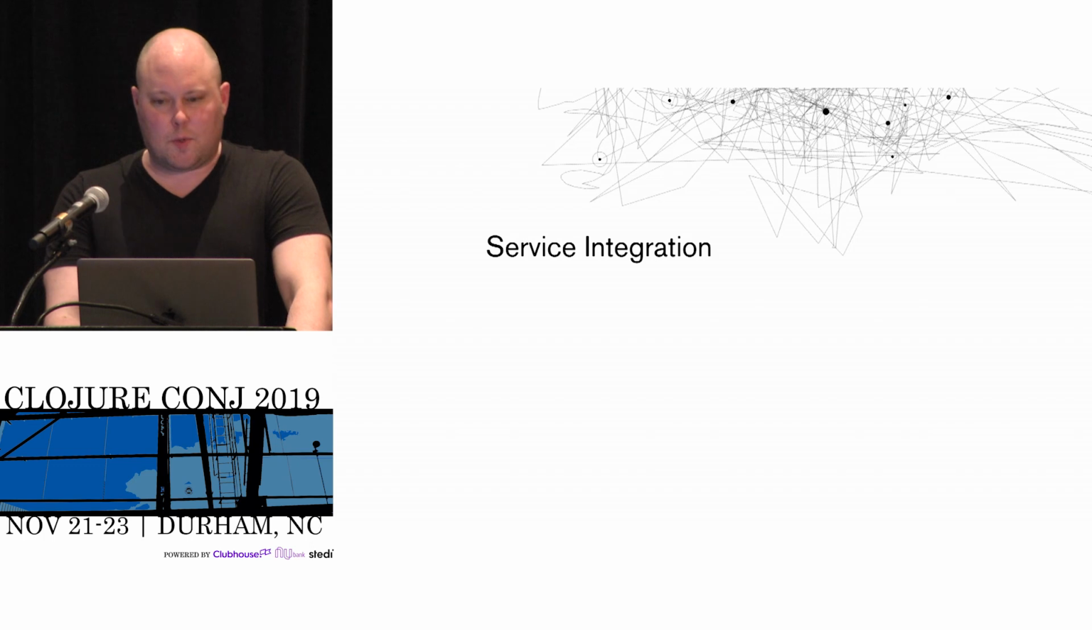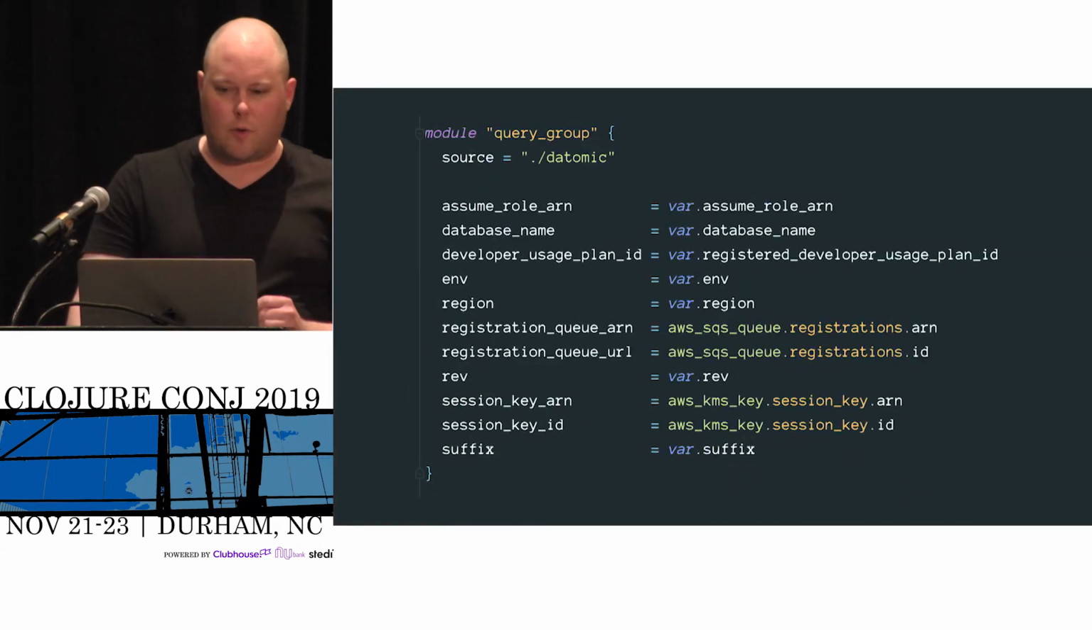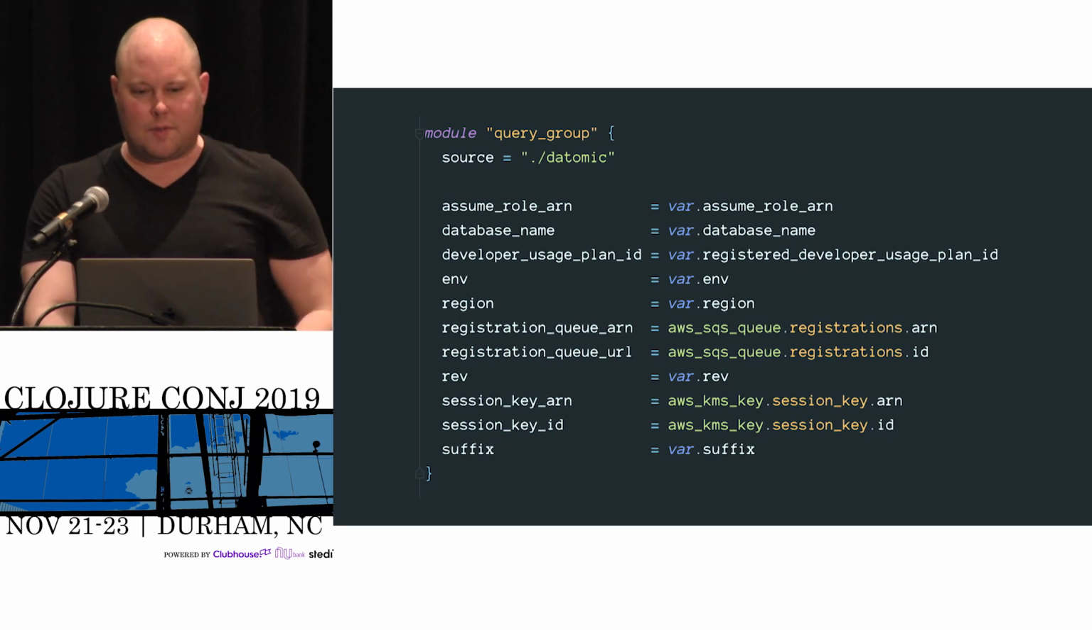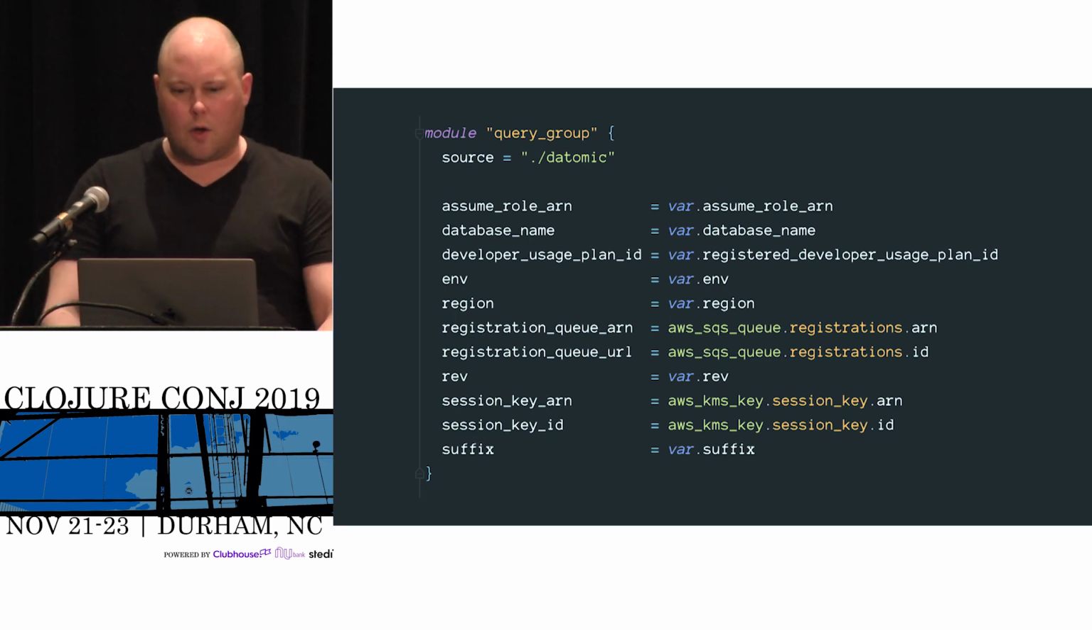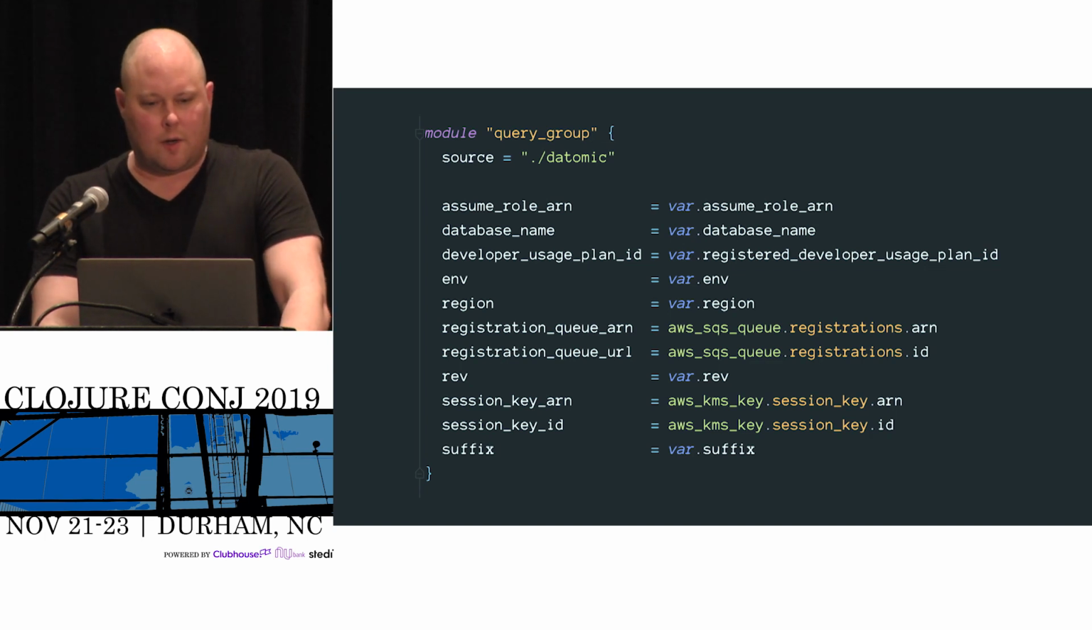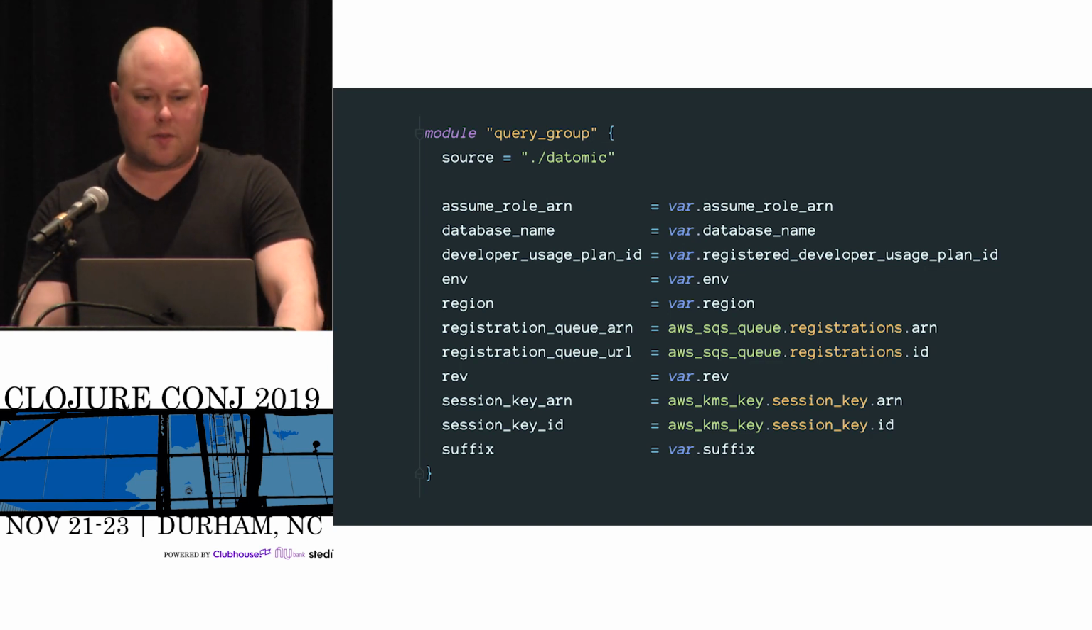So how do we integrate this with the larger services? The query group is basically the module, sourced from Datomic, which is what I showed you at the very beginning. So we're just injecting whatever we need in here. We have certain standard things that we're always injecting. Assume role ARN is how we make sure that we're using the correct deployer roles in different places, so that the right permissions are there.